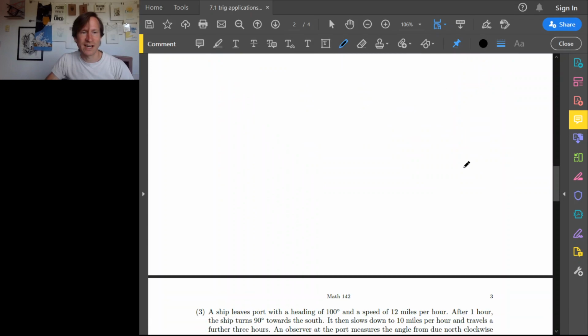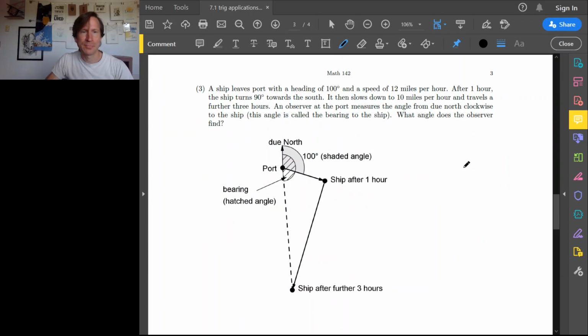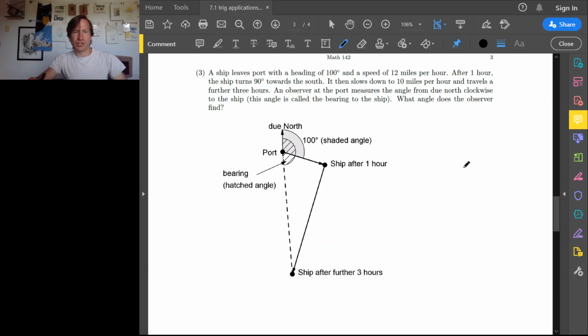Let's have a look at number 3. So a ship leaves port with a heading of 100 degrees. That's this angle here. A speed of 12 miles per hour. After 1 hour, the ship turns 90 degrees towards the south. So this angle right here is a 90 degree angle.